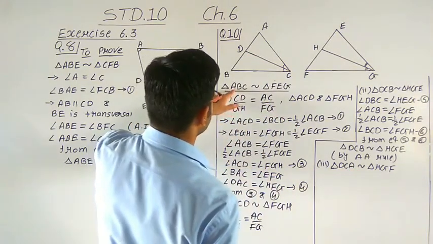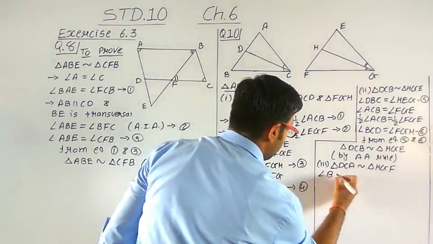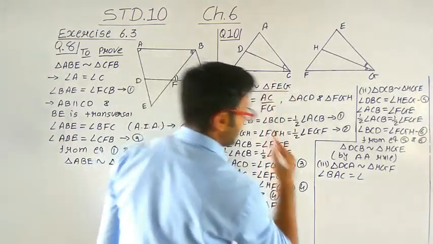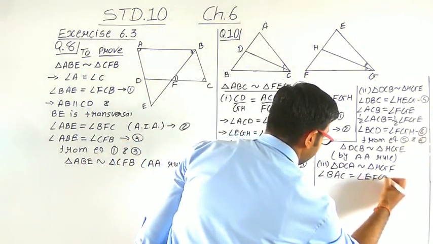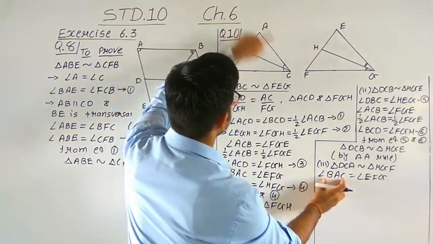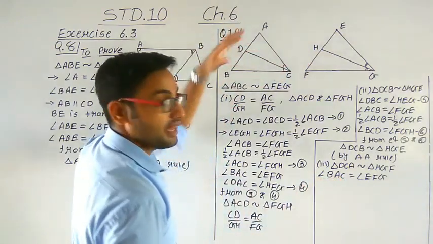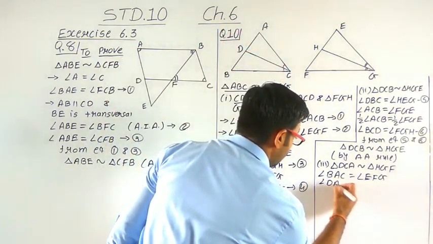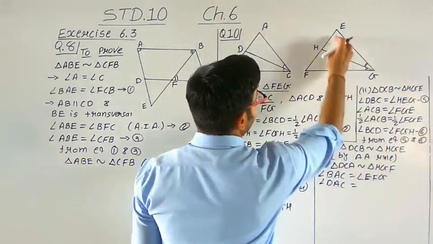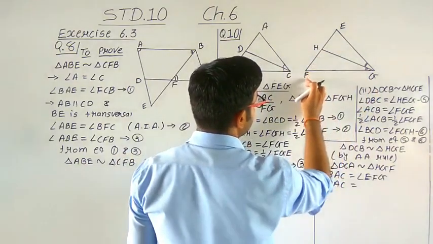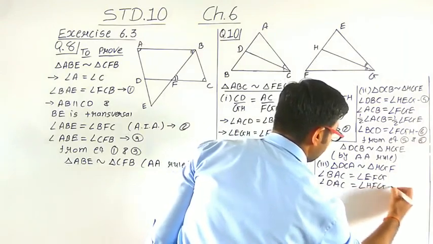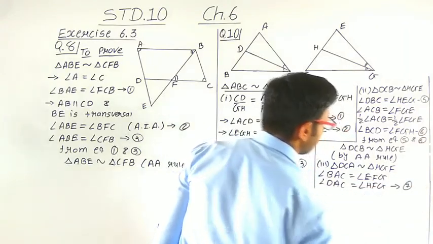Let us write it as angle BAC equals angle EFG. Now see, instead of BAC we can write down DAC because B and D are collinear. So angle DAC we can write down, and instead of EFG we can write down HFG. Angle HFG, right? Give it equation number 7.